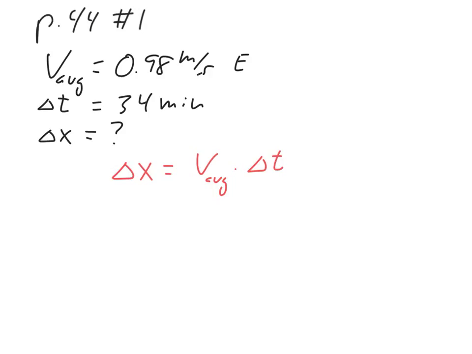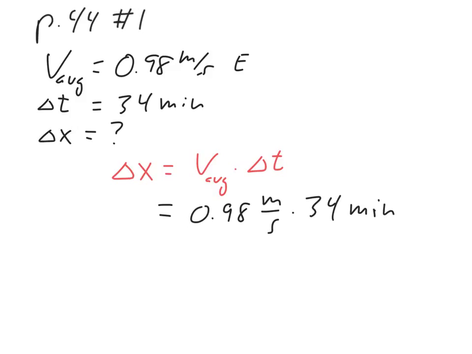If you want to think about this equation as well related to the lab work we did, and now we can substitute in the values that we know. So this 0.98 is going to go in for this V. 34 minutes is going to go in for this T. And let's see what we have at that point. 0.98 meters per second times 34 minutes.